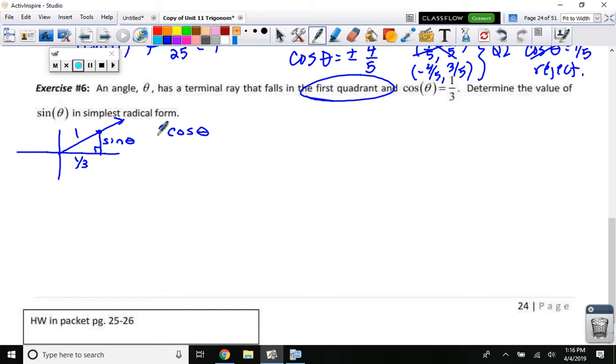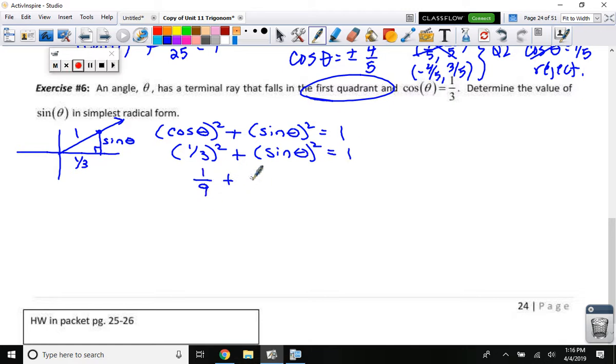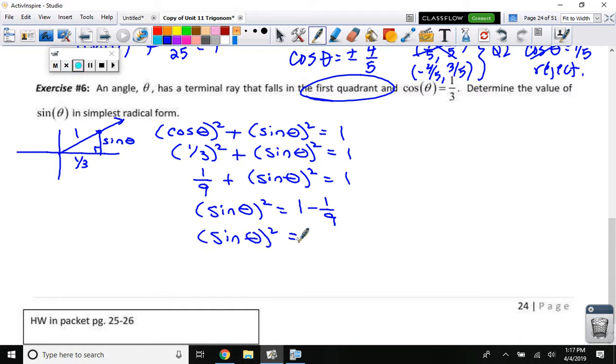So cosine theta squared plus sine theta squared equals 1. Cosine is 1/3 squared, sine theta squared equals 1. This would be 1/9. Subtract my 1/9, so sine theta squared equals 1 minus 1/9. Sine theta squared then, put that in my calculator, that would be 8/9. Square root, sine theta equals plus and minus square root of 8/9. I think we did one like this the other day too, when we were finding the point.